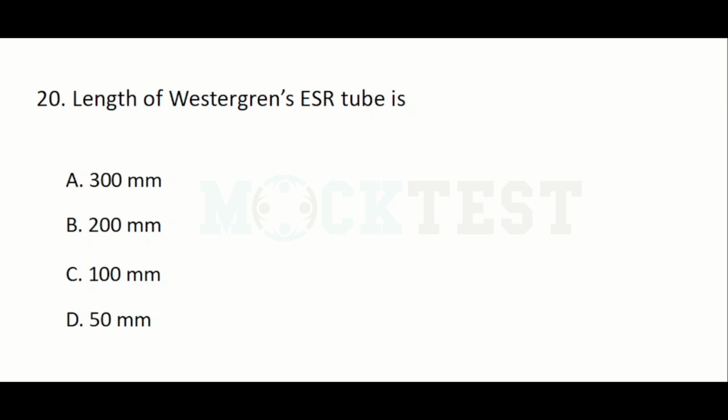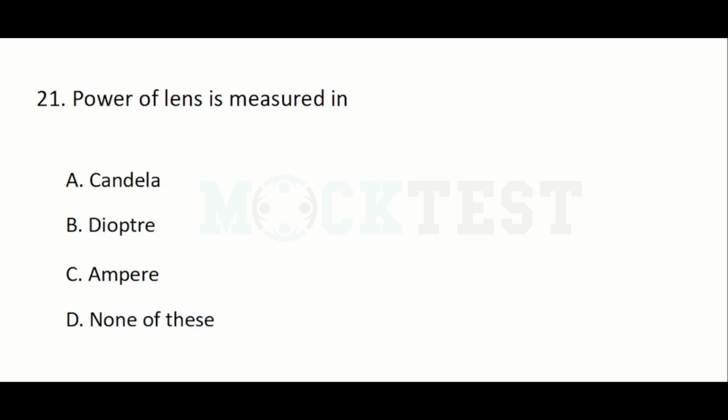Next. Length of Westergren's ESR tube is option A 300 mm, option B 200 mm, option C 100 mm, option D 50 mm. The answer is option A 300 mm.